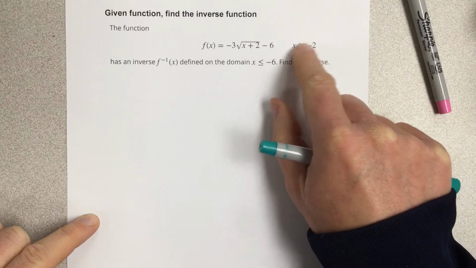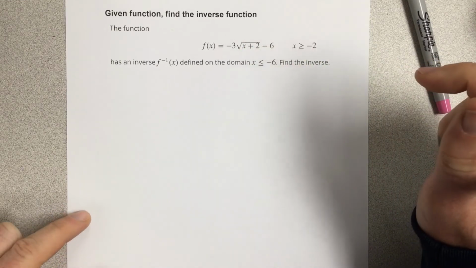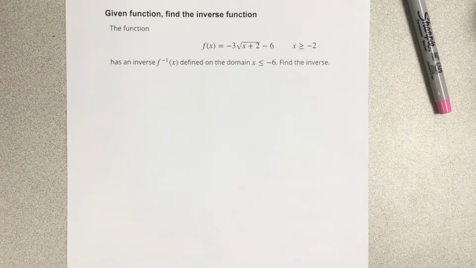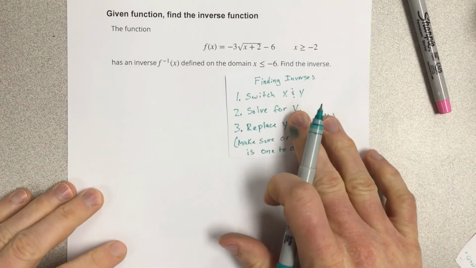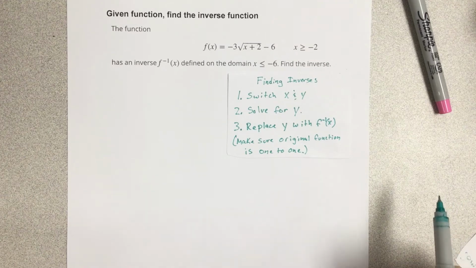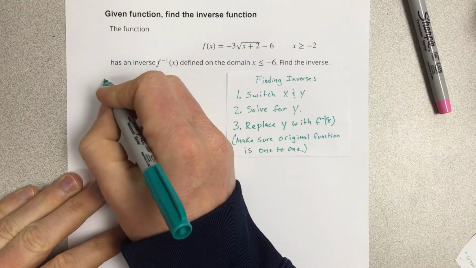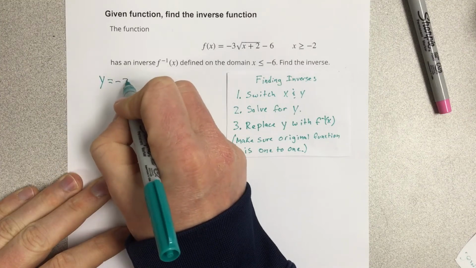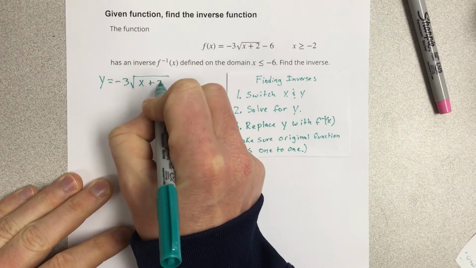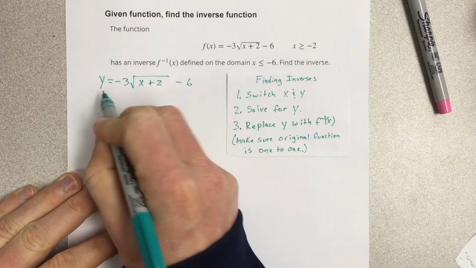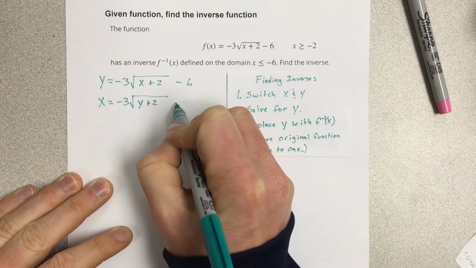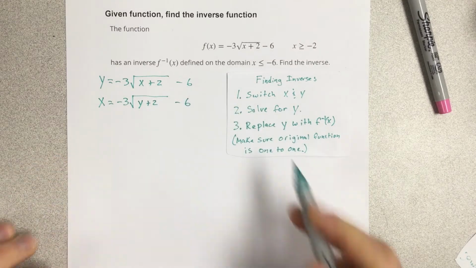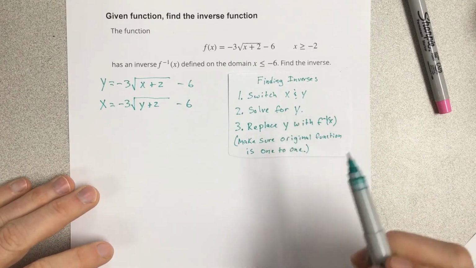So they're just restricting the domain to make sure that we have real numbers for our outputs. Now, to find the inverse, we're going to follow these steps. Step 1, we're going to write that as y equals -3 root x plus 2 minus 6, and then I'm going to switch the x and y values. So step 1, switch x and y values. Then I'm going to solve for y.